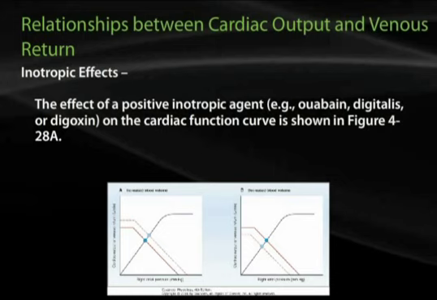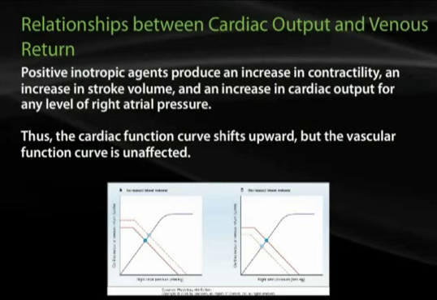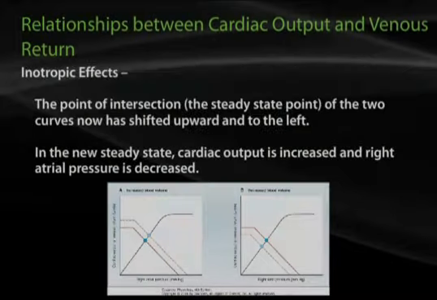The effect of a positive inotropic agent, for example ouabain, digitalis, or digoxin, on the cardiac function curve is shown in Figure 4-28a. Positive inotropic agents produce an increase in contractility, an increase in stroke volume, and an increase in cardiac output for any level of right atrial pressure. Thus, the cardiac function curve shifts upward, but the vascular function curve is unaffected. The point of intersection, or the steady-state point of the two curves, now has shifted upward and to the left. In the new steady state, the cardiac output is increased, and the right atrial pressure is decreased.